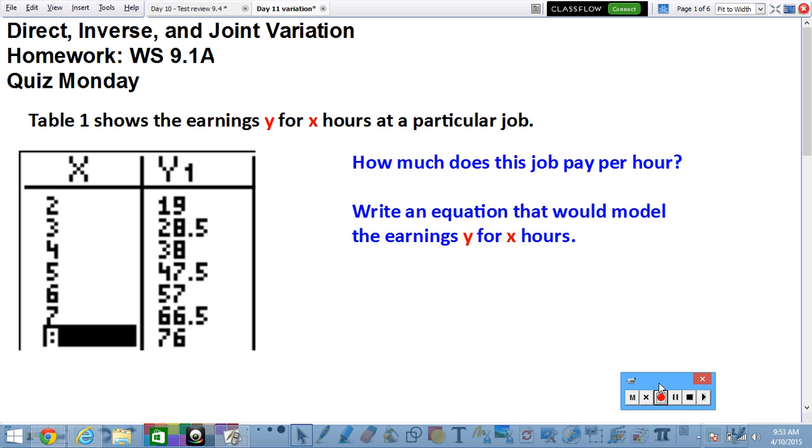Okay, so this is a lesson on inverse, direct, and joint variation. Homework tonight is worksheet 9.1a, and we are looking at a quiz on Monday.